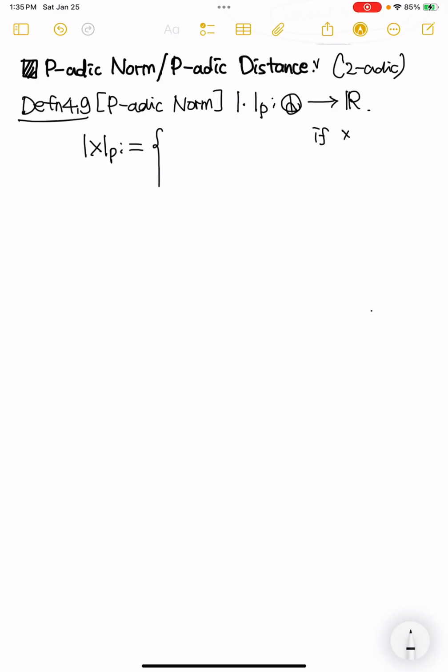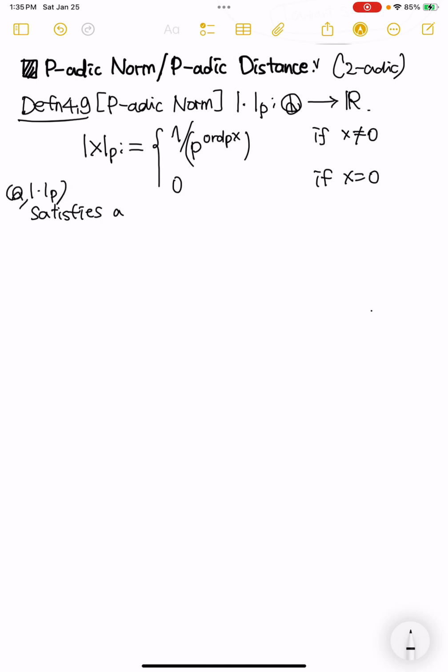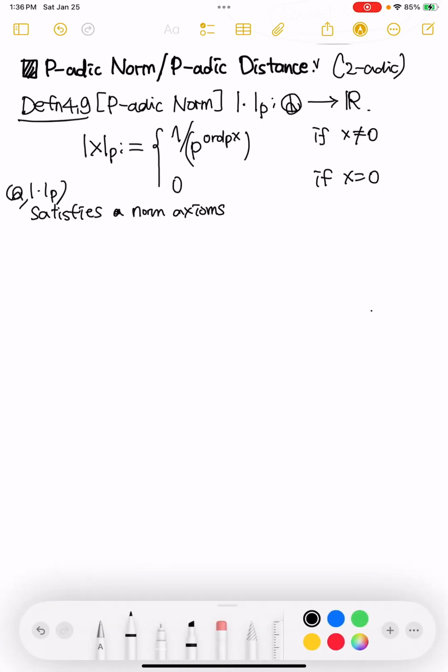If the rational number x is non-zero, then we define it as 1 over p to the ord_p(x), and otherwise we define it as 0. That clearly satisfies the norm axioms.